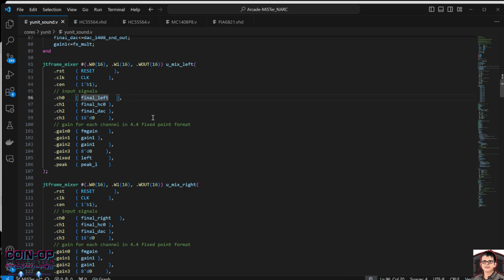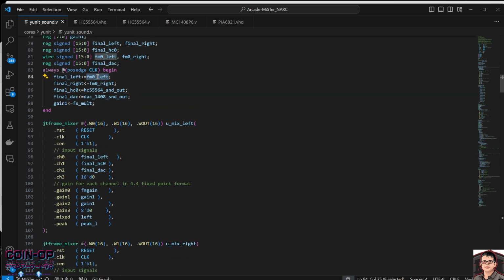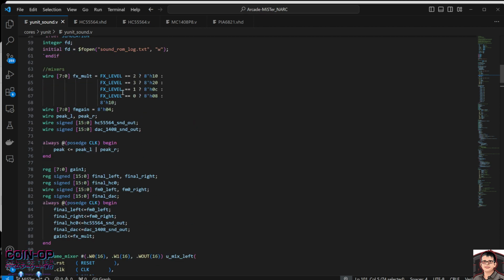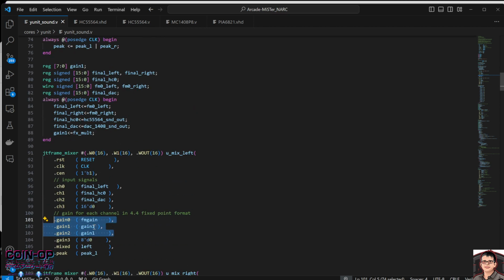You'll use the same output. I have the final left, right, which comes from the YM2151. I have the final HC0, which comes from the 55564. And then the final DAC is the 1408 sound that's here. So all these three sources are mixed together in aggregate, and it outputs on the left. You see the mixed signal here? It outputs on the left. And this is the gain for each channel that I mentioned, like the FX level boost that I have here. This is the gain for each channel.